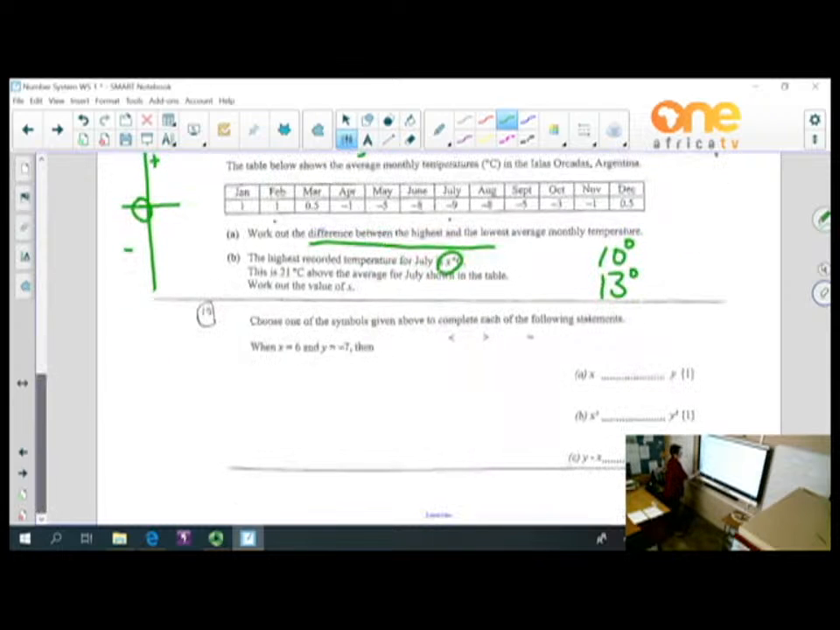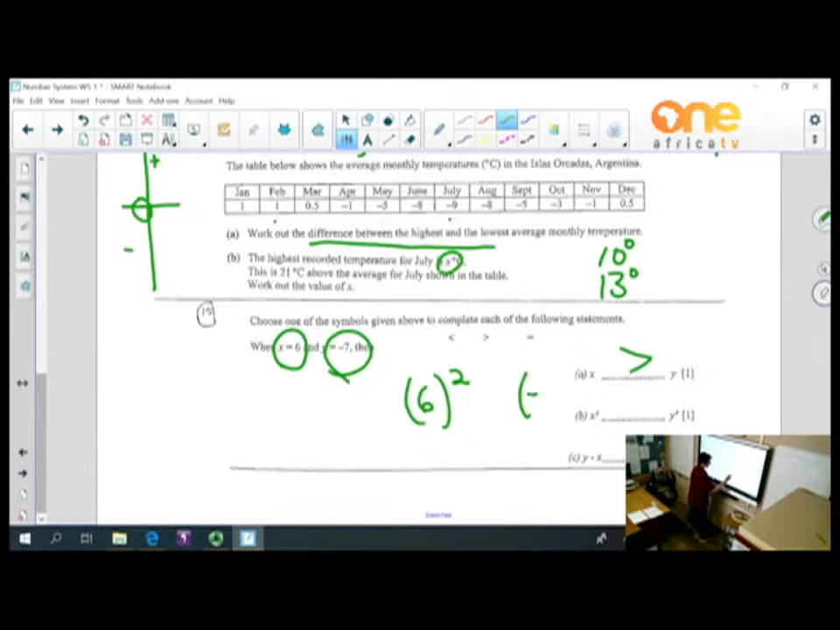Question 15. Choose one of the symbols given above to complete the statements. Now we've got X is 6, Y is -7. So obviously X is more than Y. 6 is more than -7. But now here we have to square them. So it is 6 squared. It's vitally important that you substitute in brackets and the 2 is outside. Do it like this on your calculator, otherwise you're going to get wrong answers. And then the 7, the same thing, in brackets and the square outside. This is 36. This is 49.